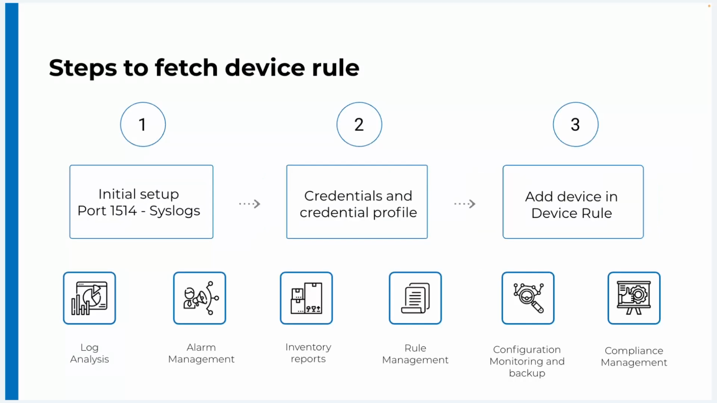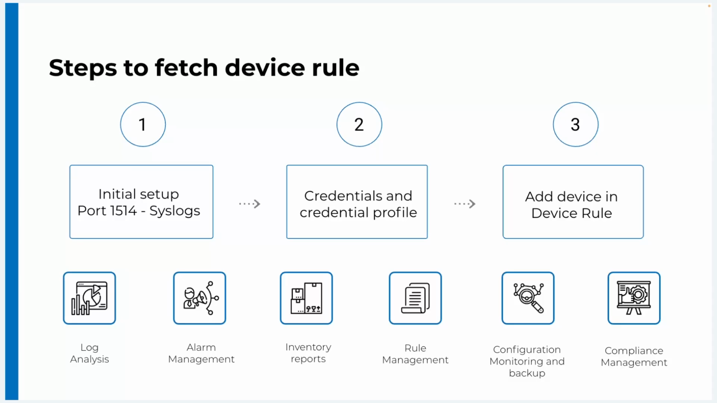Now that you've got a brief on the capabilities of Firewall Analyzer, let us jump straight in on how to fetch the rules and configurations from your firewall device to FWA. Step 1 is to configure your firewall device to generate syslogs at UDP port 1514, which acts as the default listener port for Firewall Analyzer. Once you do this, you can perform log analysis and alarm management using Firewall Analyzer.